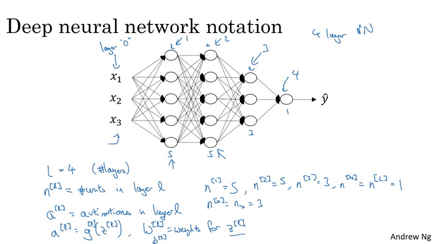Finally, just to wrap up on the notation, the input features are called x, but x is also the activations of layer 0. So a[0] is equal to x, and the activation of the final layer, a[L], is equal to y hat. So a superscript square bracket capital L is equal to the predicted output, the prediction y hat of the neural network.